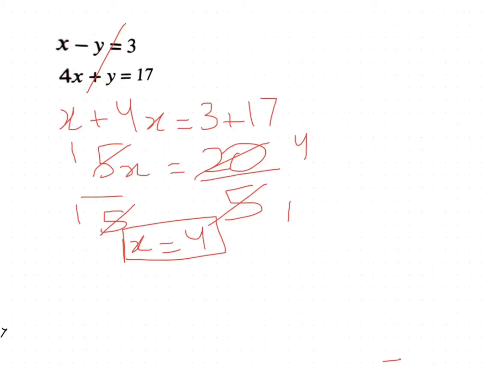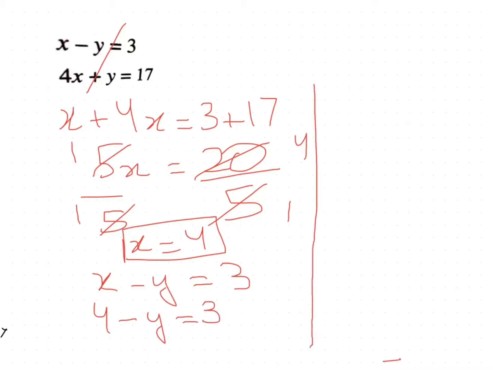Next step is to find the value of y. So how can we find the value of y? For finding the value of y, we have to choose one equation out of these two equations. It can be any equation, it doesn't affect your answer. For example, I am choosing the first equation, x minus y equals 3, and we have to put the value of x in the equation. So 4 minus y equals 3. Now we just have to solve the equation. So 4 minus 3 equals y and y equals 1.